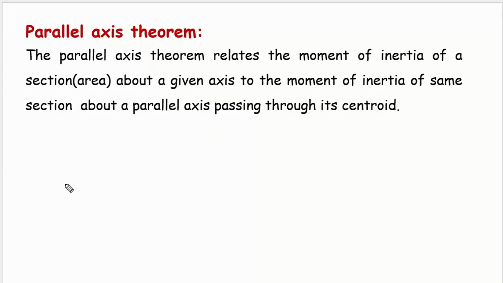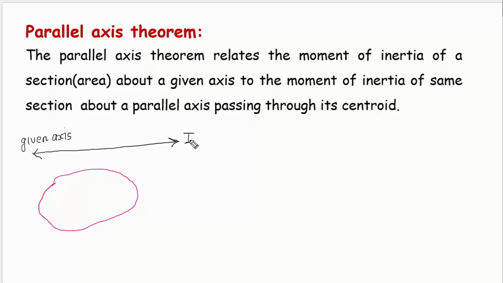It's very simple. Suppose we have a section here, friends. Section I'm referring to is a particular area of cross section. If I would like to find the moment of inertia of this particular section about a certain axis, let's say this axis, this is the axis about which I would like to find the moment of inertia of this section. That is why it is written that the parallel axis theorem relates the moment of inertia of a section about a given axis. So friends, this is the given axis, and I is the moment of inertia of this section about this axis.